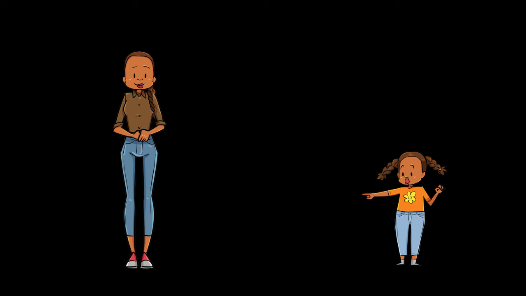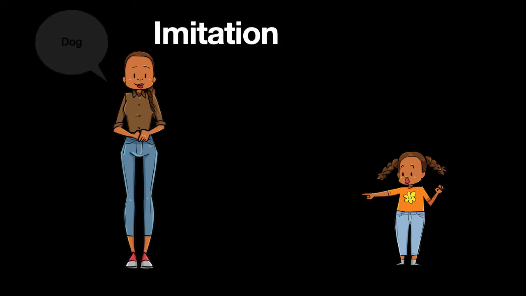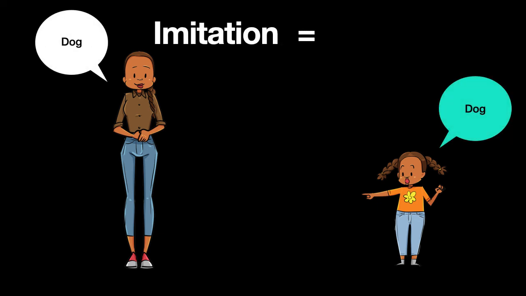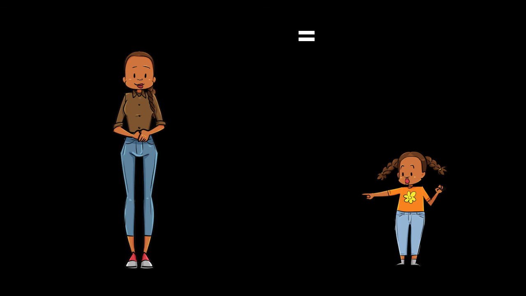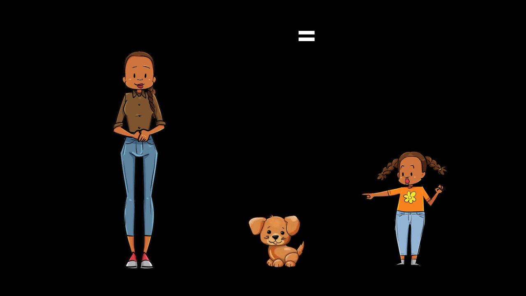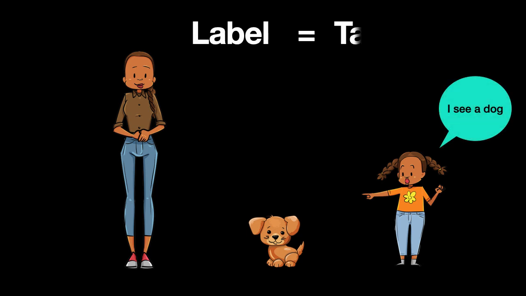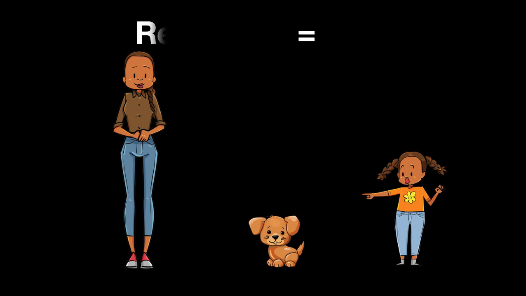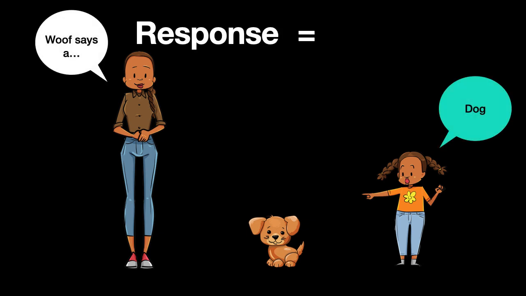ABA uses some words that can be confusing, but they are pretty simple once you get used to them. Each of the words belongs with one of the purposes of communication that we just talked about. When Jenny imitates Sarah's speech, that's an echoic in ABA. Jenny's request is a mand. In ABA, a label is a tact, and a response is an intraverbal.